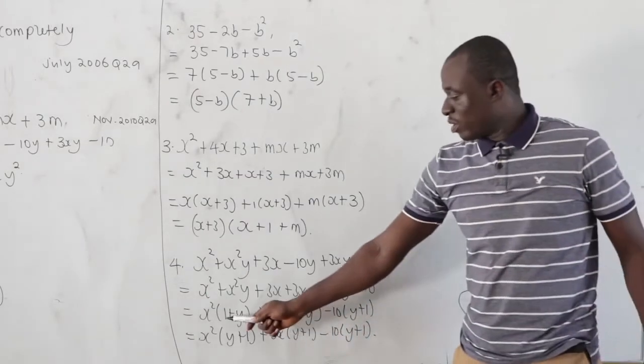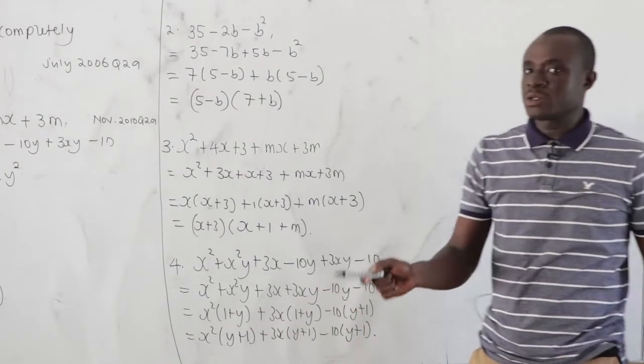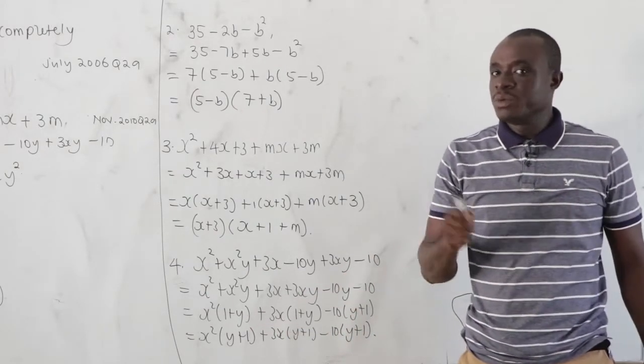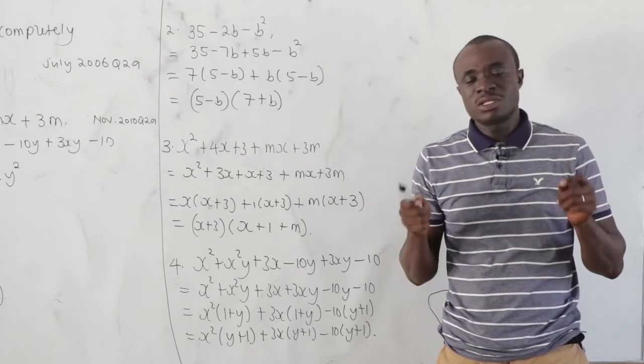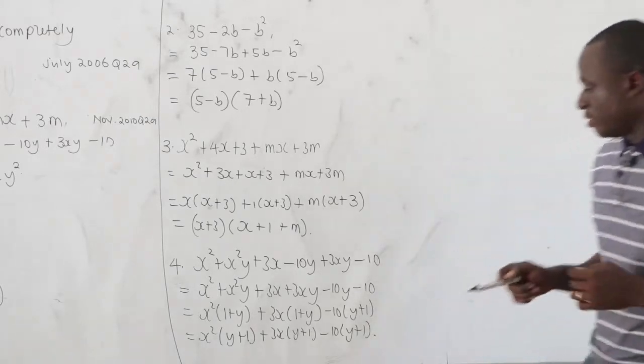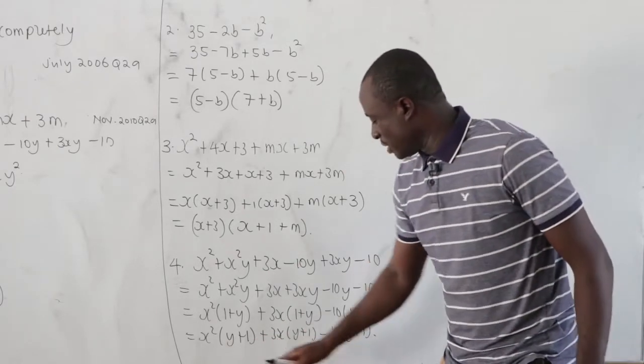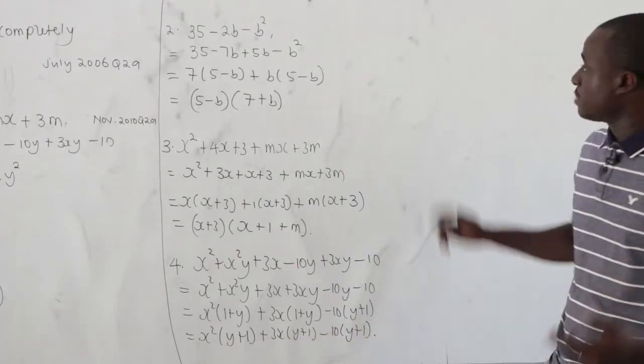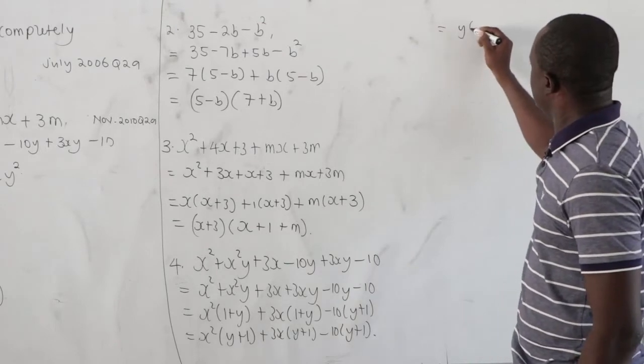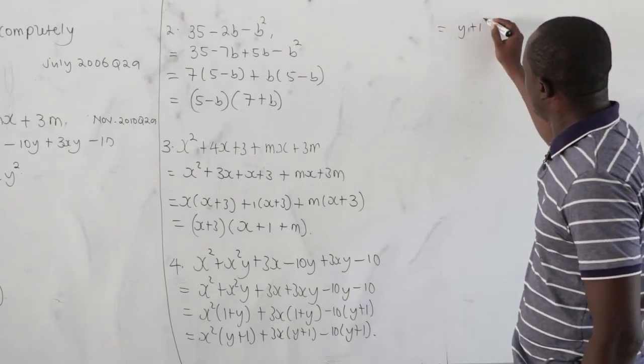Why? Look at it, 1 plus y is the same as y plus 1. Addition is commutative. That is 1 plus 2 is the same as 2 plus 1. So over here we can see that y plus 1, y plus 1, y plus 1 is common. So let's bring the y plus 1 out, which is common.